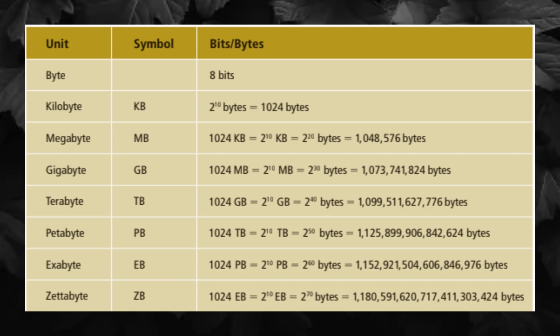So here is the data chart. You can see the signals, like units representing symbols, bytes and bits. One byte is equal to 8 bits, and then kilobyte, megabyte, gigabyte, terabyte, petabyte, exabyte and zettabyte, and their chart is given below as KB, MB, GB, TB, PB, EB, whatever you can see in the chart here.